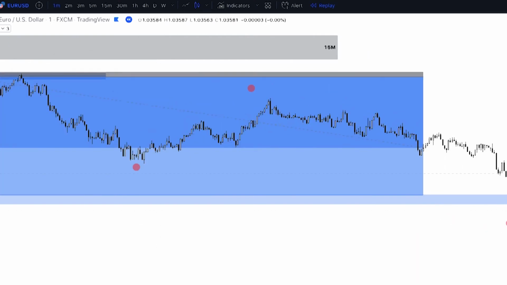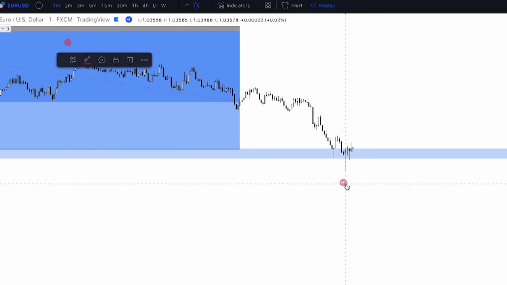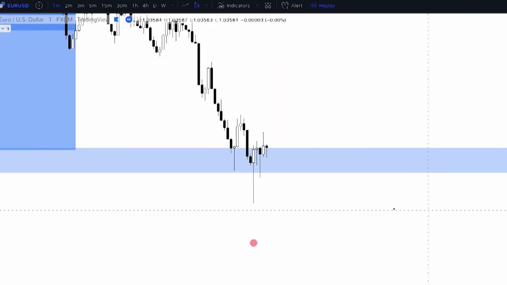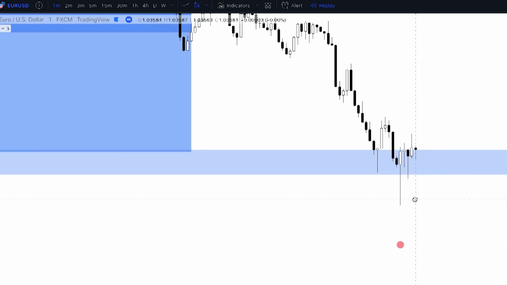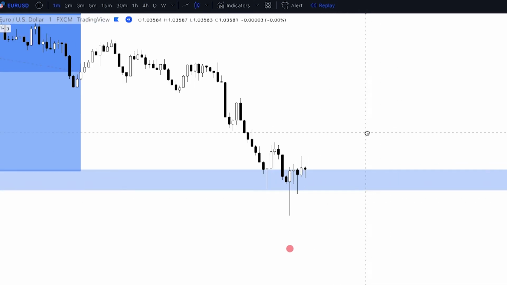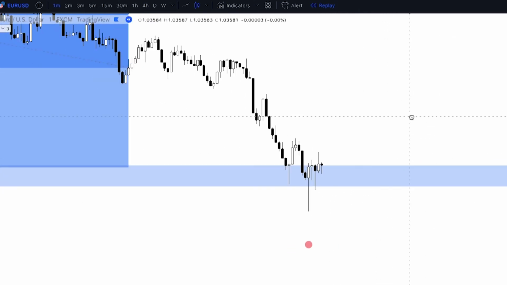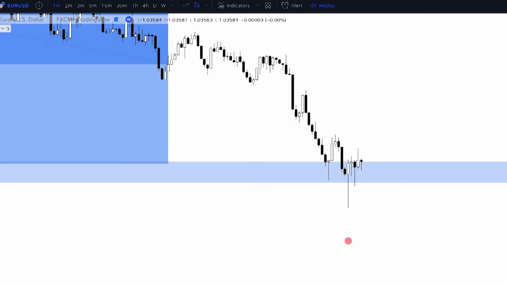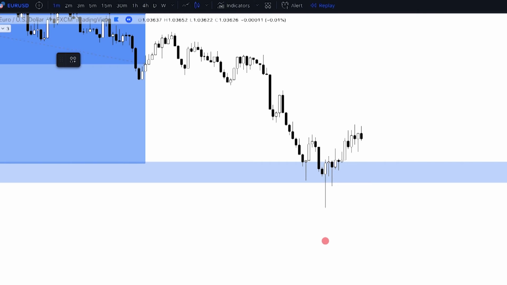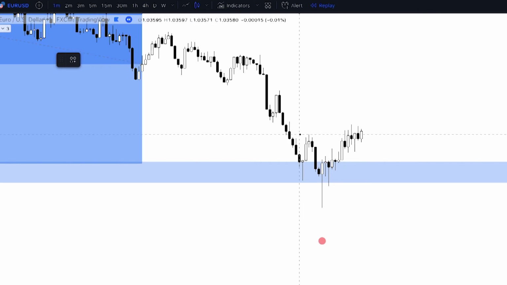Okay, this is the low. So in 1 minute time frame, let's see if we get any type of confirmation or not. If we get any type of confirmation, then we can go ahead and take a trade. So let's play. And we got a choch.